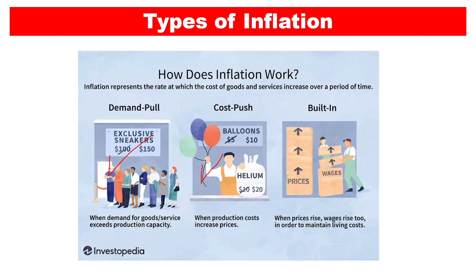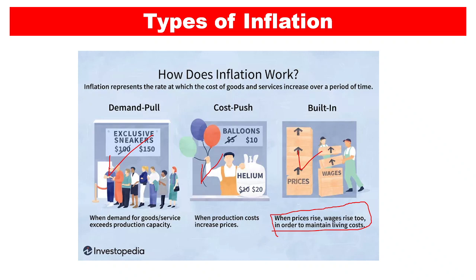Now the third one is built-in inflation. When prices rise, wages rise too in order to maintain the cost of living, and that basically causes a spiral effect. Now let me repeat it. First, prices are rising and at the same time wages are increasing, and with that inflation is increasing because people are demanding more of the products. This spiral goes on and on because as prices rise, wages increase, and then inflation happens at a faster pace.